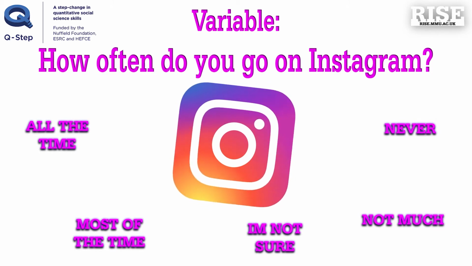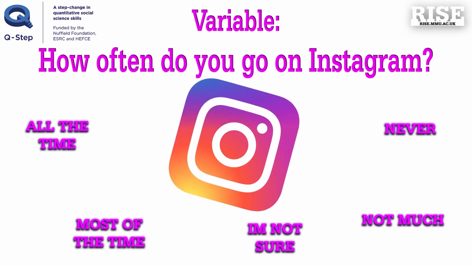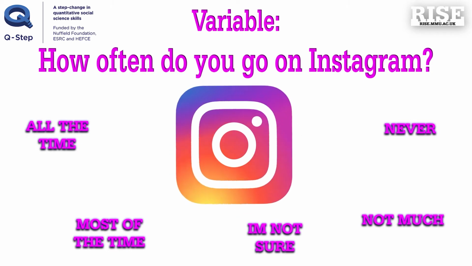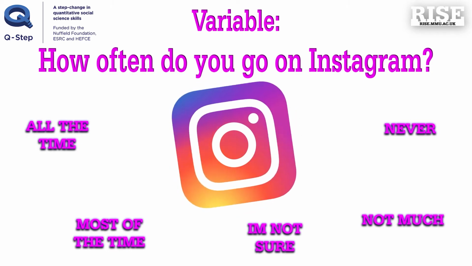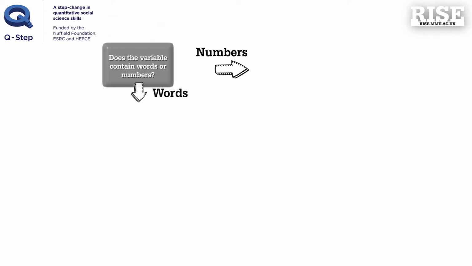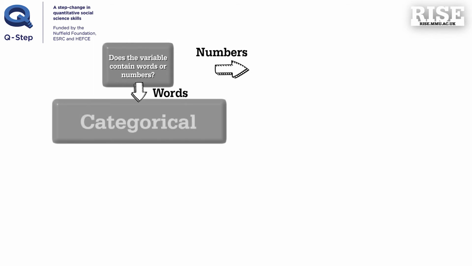But let's use the process that we have been using, which is breaking it down to really understand what makes it an ordinal variable. So the first question we're asking is, does the variable contain words or numbers? Now we just saw the options. There was a series of 5 options, all with different words representing how often they feel they go on Instagram. So that means we were using words. So because we're using words, we can be certain that this is going to be a categorical variable. We haven't distinguished whether that's nominal or ordinal yet, but we know it's categorical.